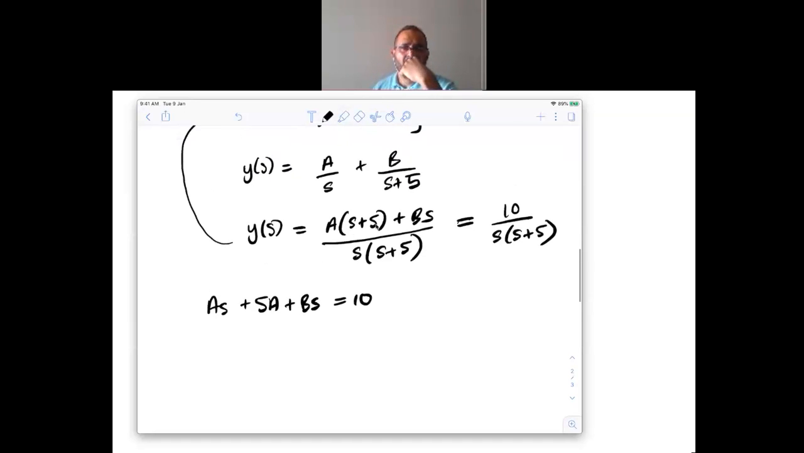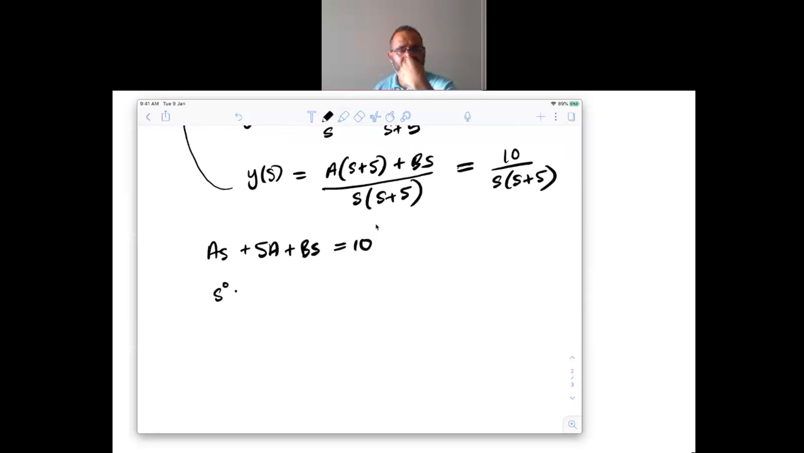If I compare the coefficient of s to the power of 0, on one side we have 5a, and on the other side the 10 is multiplied by s to the power of 0, which is 1. So 5a is equal to 10. Therefore, I can straight away get a equal to 10 divided by 5, which is 2. So that's what I found.